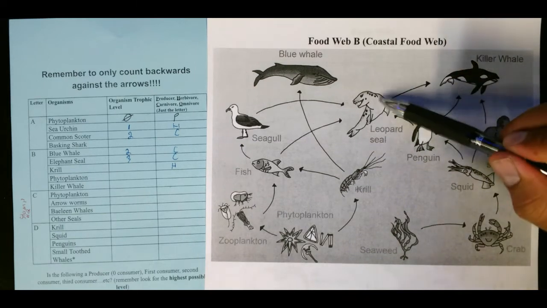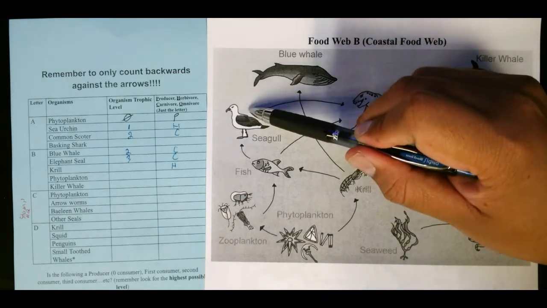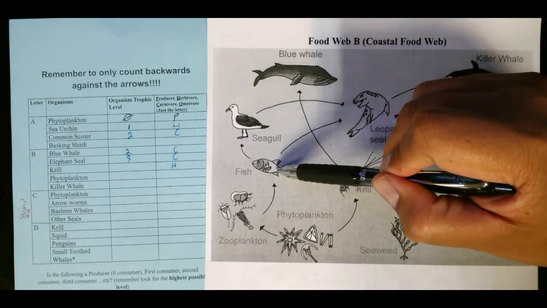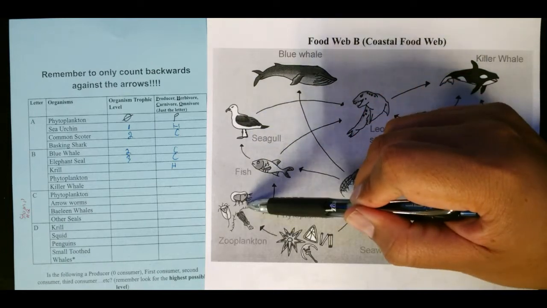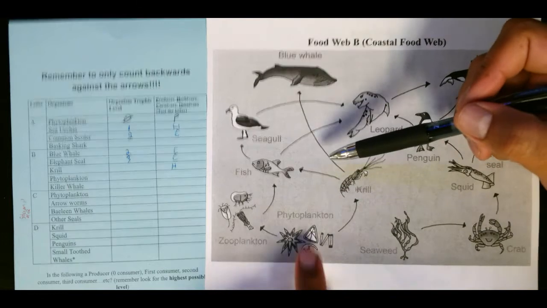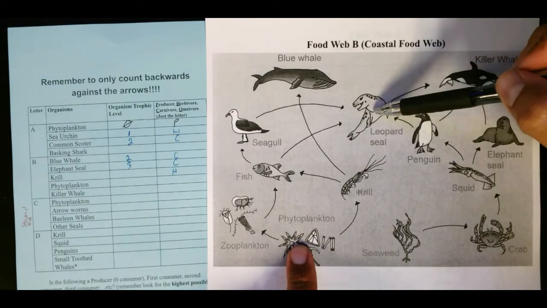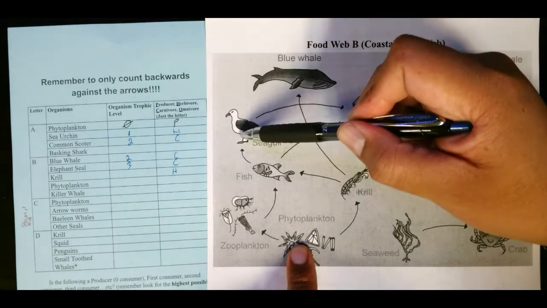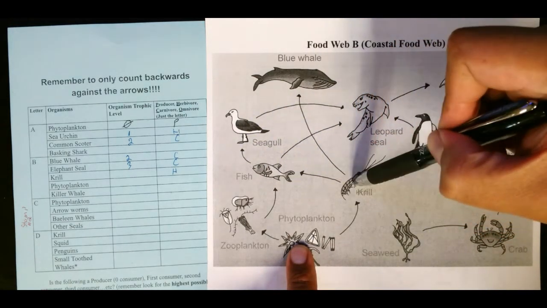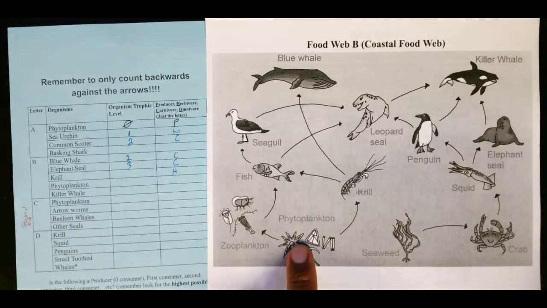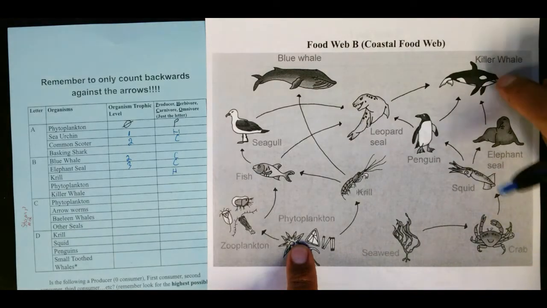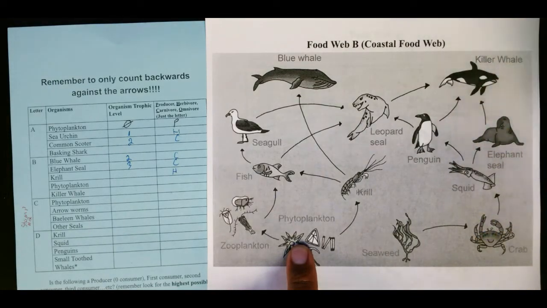So 1, 2, 3, 4, 5. There's actually another path, so that's 5. So I got a 5 going. So let's go 1, 2, 3, 4, 5, another 5. So again, the higher up you are with multiple arrows, you're going to need to check.